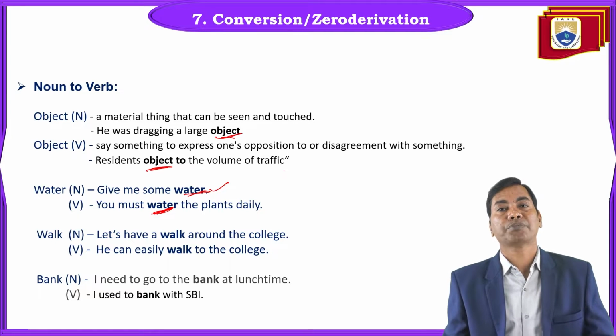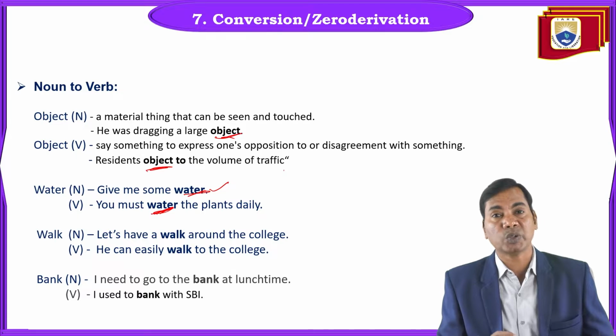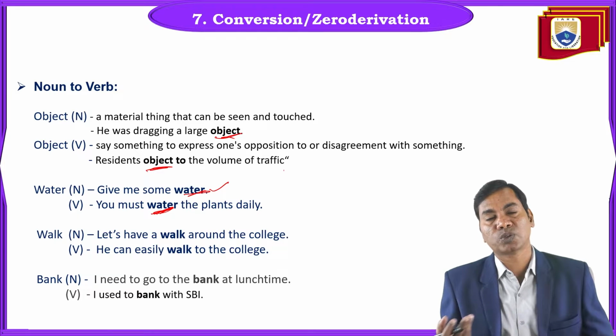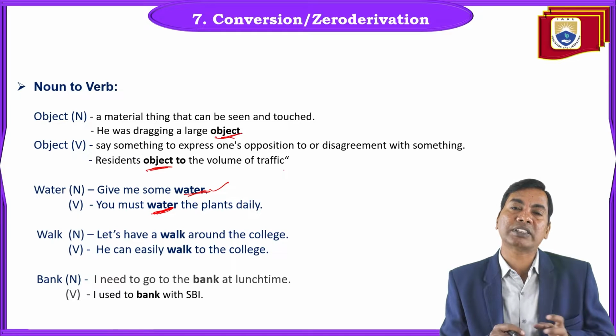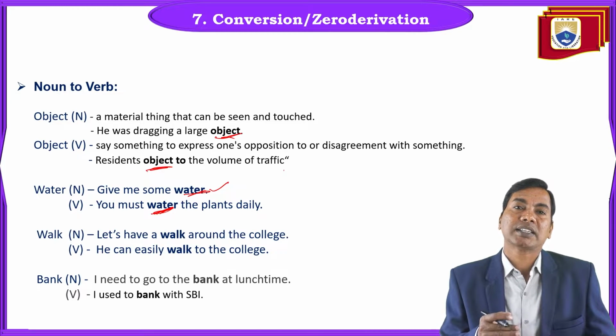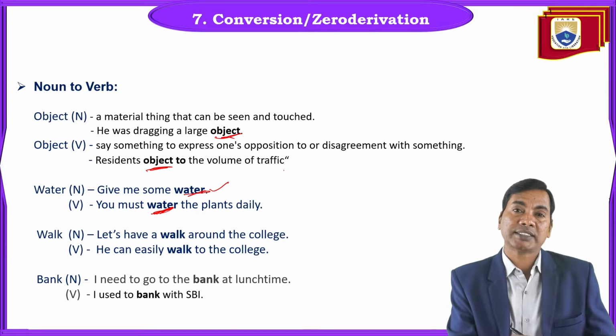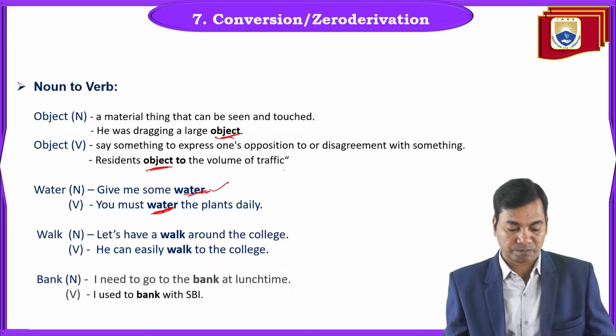This is another example of zero derivation. We are not deriving new words. We are not creating new words, but we are using the same word with different meaning. The only change is the part of speech. So as a noun it gives one meaning, as a verb it gives another meaning, right?